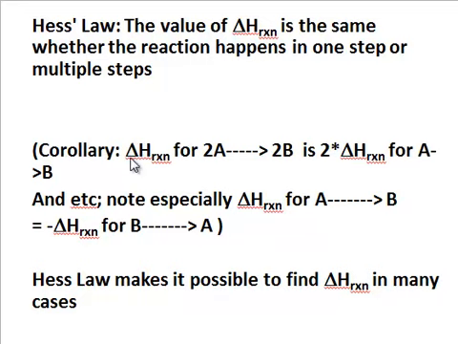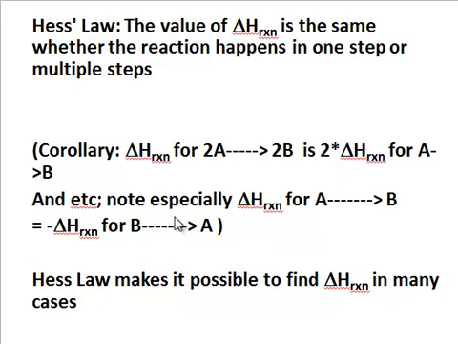A corollary of Hess's law is that the delta H for 2A goes to 2B is 2 times delta H for A goes to B. In other words, if you double the coefficients for a reaction, you double delta H, and so on. If you triple the coefficients for a reaction, that triples delta H. That makes sense. Burning 2 moles of water releases as much heat as burning 1 mole of water.